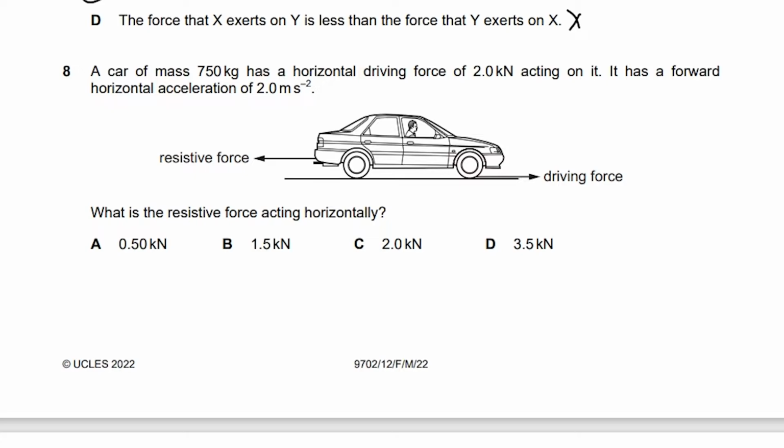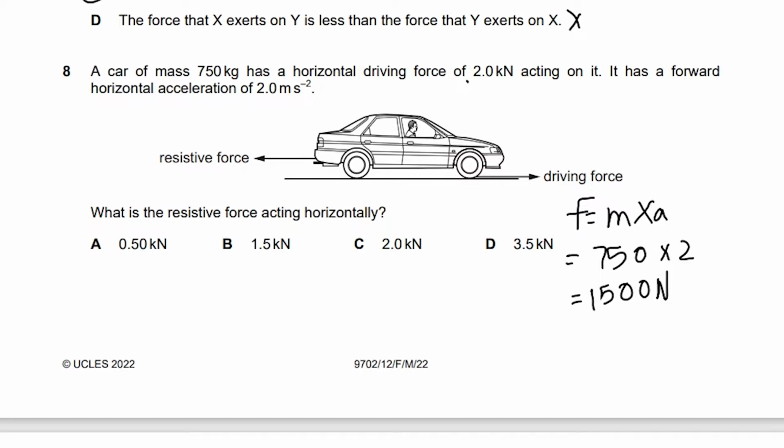It has a forward horizontal acceleration of 2 meter per second squared. What is the resistive force acting horizontally? C. The formula for force is mass times acceleration. The mass is 750 kg. The acceleration is 2 meter per second squared. Okay, so 750 multiplied by 2. The answer we get is 1500 Newton.